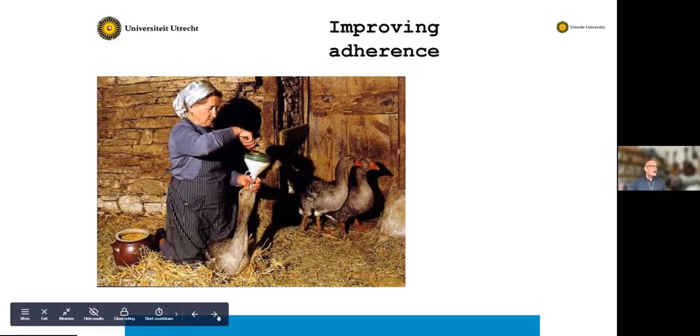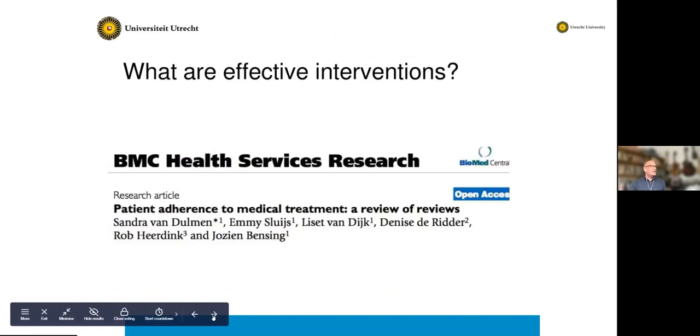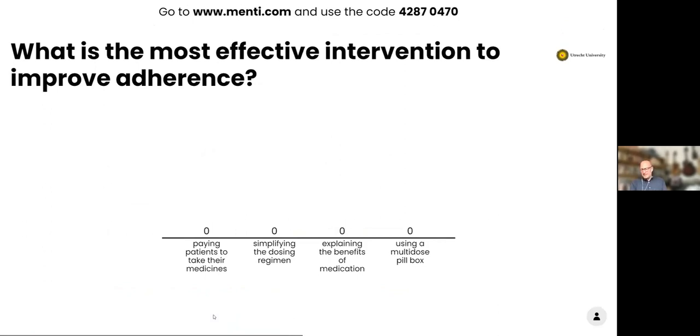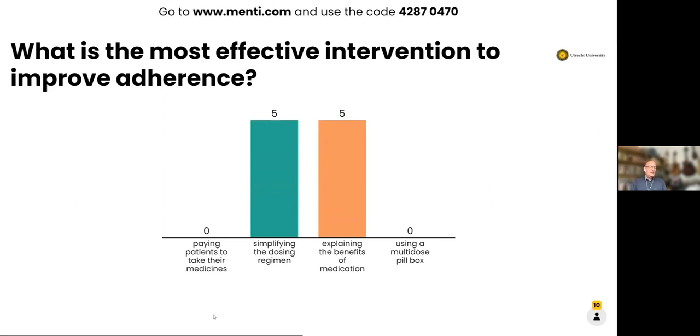So in the next slide, we have a question again. Oh no, I thought we had a question, but it will come. Yeah, let's do the question first. Here are a couple of options to try and improve adherence, and please go to your menti.com screen and pick one of those that you think is most effective to try and improve adherence in patients. And I understand that this is a very broad question, and it depends on the patient, and it depends on the medication, maybe.